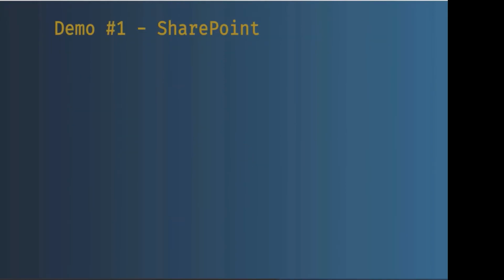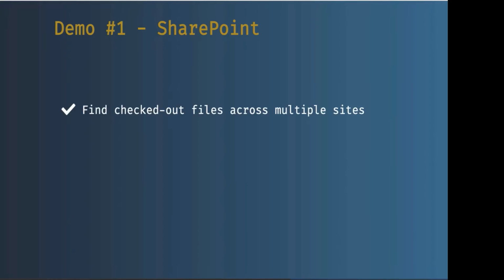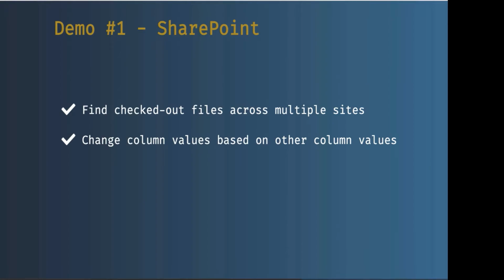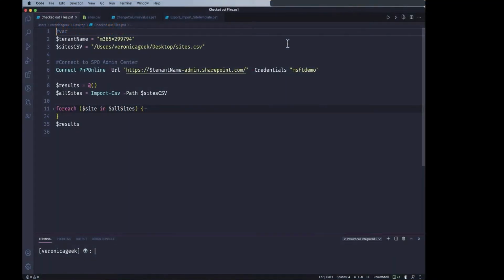Now let's go into our first demo. It's going to be about SharePoint. We're going to try to find all the checked out files that you have across multiple sites on your tenant. We're going to change column values based on other column values, and we're going to export and import site templates. Our first script is to get all the checked out files that we have currently in our tenant.